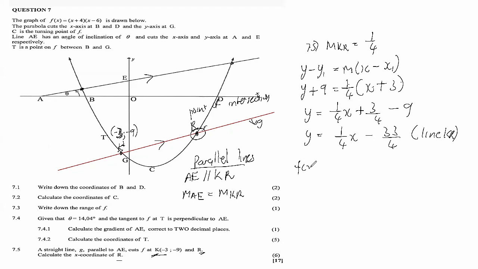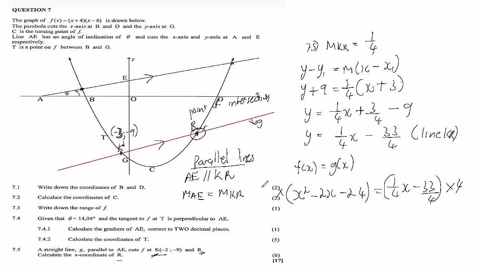So we can say f of x is equal to g of x because we are looking for the point of intersection. What is the f of x? We did calculate this one. We did write the equation for this one in standard form. So that's x squared minus 2x minus 24 is equal to 1/4x minus 33/4. Now at this point, what we can do is simply multiply both sides by 4, right? We don't want to work with a fraction here.